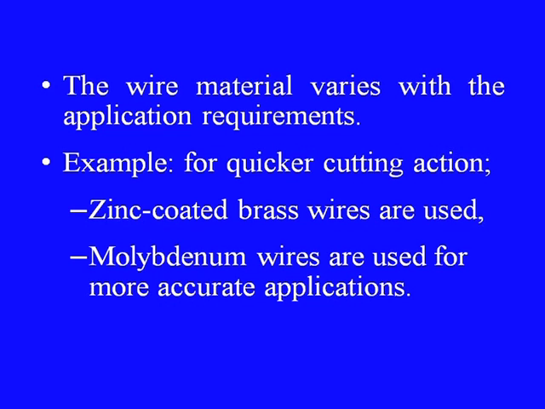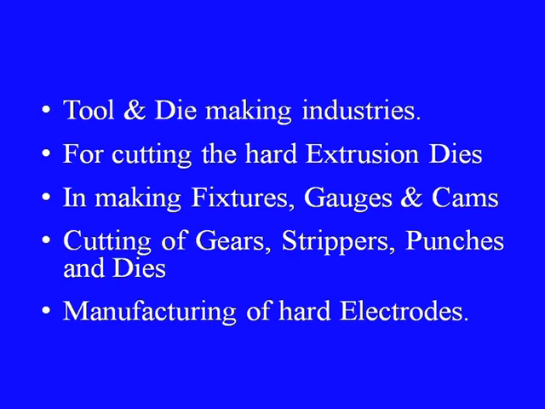For example, for quicker cutting action, zinc coated brass wires are used. Molybdenum wires are used for more accurate applications. The process is used in the following areas: aerospace, medical, electronics and semiconductor applications. In tool and die making industries, wire EDM is highly preferred. For cutting hard extrusion dies, wire EDM is usually preferred. In making fixtures, gauges and cams, cutting of gears, strippers, punches and dies, and manufacturing of hard electrodes, this wire EDM is generally preferred.